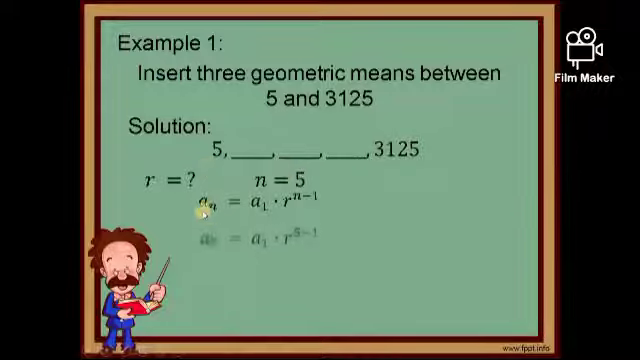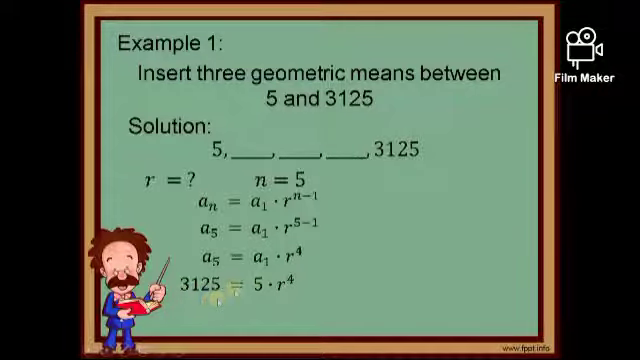Let us substitute. We have a sub 5, n becomes 5, so a sub 1 times r raised to 5 minus 1. Simplify more, we have a sub 5 equals a sub 1 times r raised to the 4th power. Next, a sub 5 is equal to 3,125, while a sub 1 is 5. Substitute all those values. We have 3,125 equals 5 times r raised to the 4th power. Now, to solve for r, divide both sides by 5. We have 3,125 divided by 5 is equal to 625, which is equal to r raised to the 4th power.